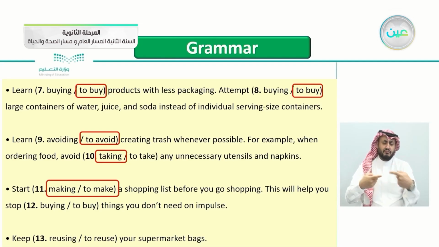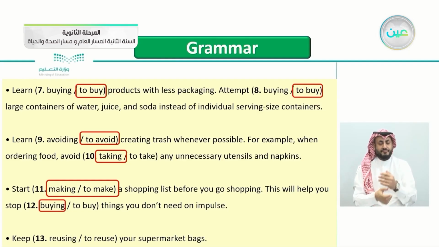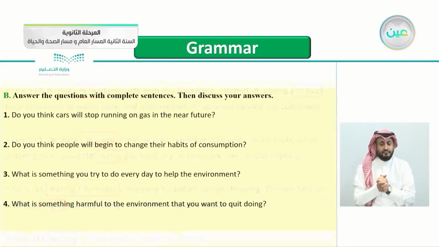Start making or start to make a shopping list before you go shopping. This will help you stop. The verb stop here, does it come with gerund or the infinitive? Yes, it comes with the gerund. Stop buying things that you don't need on impulse. Number 13, keep reusing or to reuse your supermarket bags. Keep, yes, reusing your supermarket bags. This is actually an easy one.